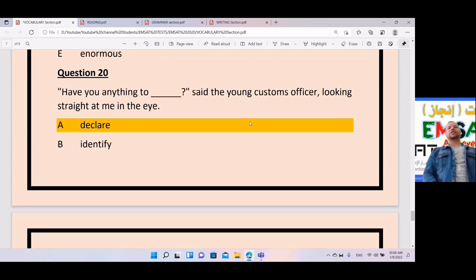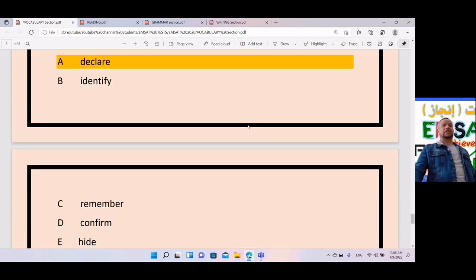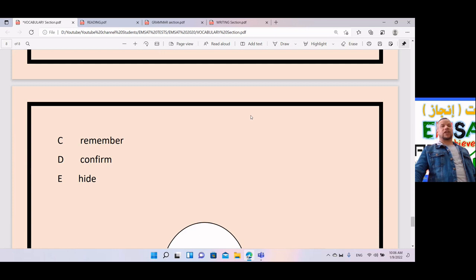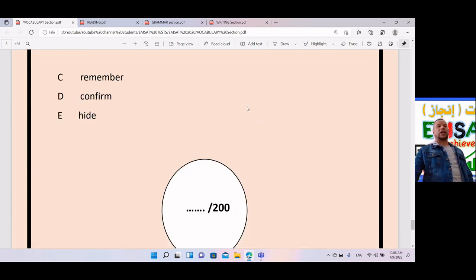Question 20, have you anything to declare? To say means declare, because it's something at the end of a conversation. Have you anything else to declare? said the young customs officer, looking straight at me in the eye. Not say, it's declare. Declare is better.